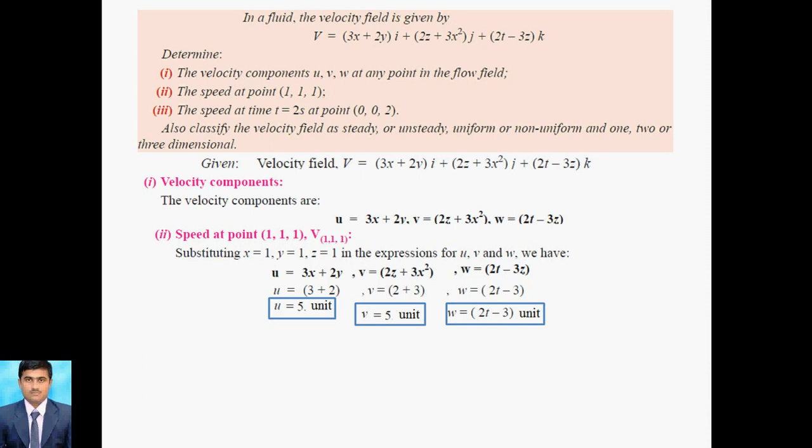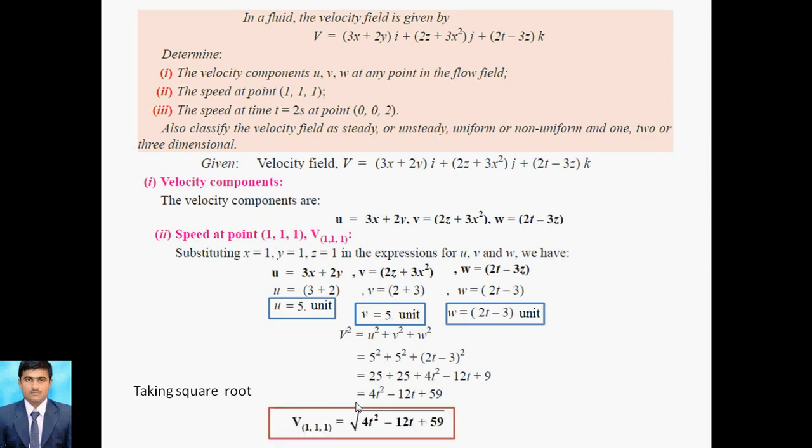Now for computing the speed, that means capital V is unknown, so V² is equal to u² + v² + w². First of all, we take the square of all the terms: u is 5², v is 5², and w is (2t − 3)². After simplification we get the equation 4t² − 12t + 59. We can take the square root of this, and we get the value of V at point 1 as the square root of (4t² − 12t + 59). So this is regarding capital V.